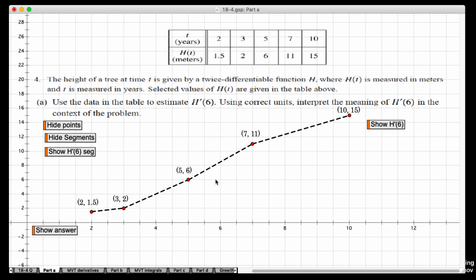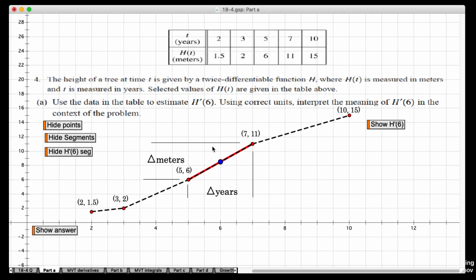What we want to know is the slope, h prime at t equals 6. So here's t equals 6. We want to know the slope in here. If we just took the slope of the segment here, because that's the only thing we could figure out between these 2 points, we could find what h prime of 6 would be.